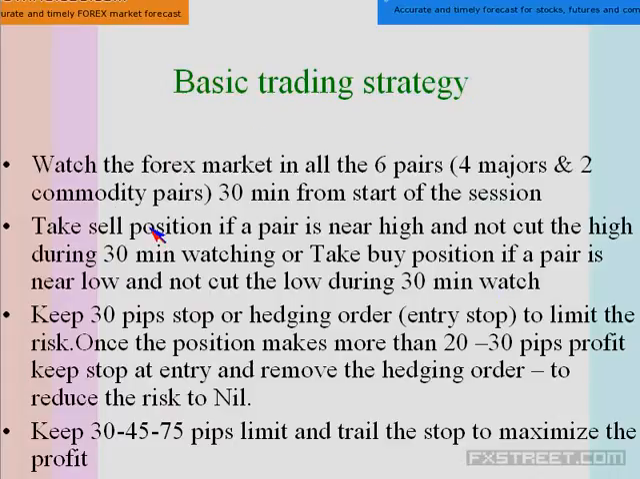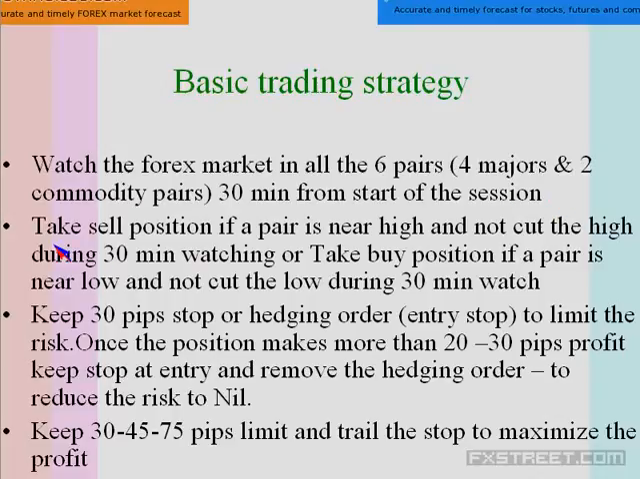Now the basic trading strategy was the forex market in all six pairs, 4 majors and 2 commodity pairs. The 4 majors are Euro, GBP, USD Yen and USD CHF, and the 2 commodity pairs are Australian dollar and Canadian dollar. In all the 6 pairs, you can use the live market spot page and watch the market moves and price actions, and then 30 minutes from the start of the session. So we are now past 14 GMT. 30 minutes is over from the start of the US session, 13:30 GMT.